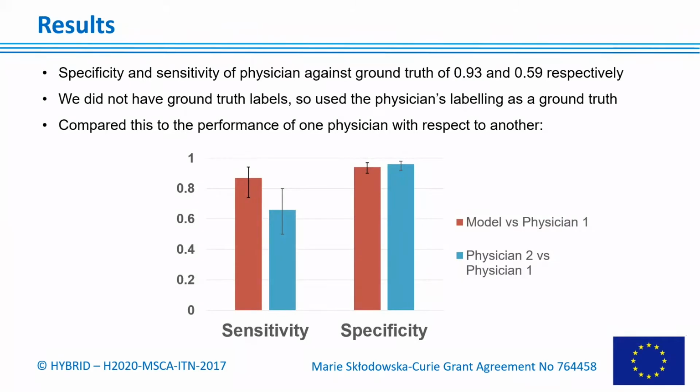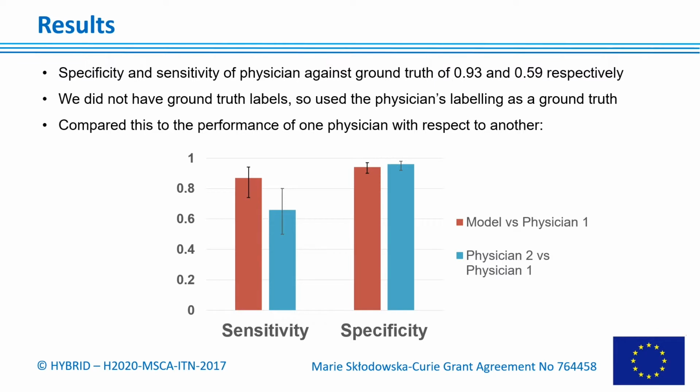On to the results. As mentioned, there is significant error in the physician's labeling versus a ground truth. We did not have a ground truth, but comparing our model's predictions to the physician's labels on a test set gave a sensitivity of 0.87 and a specificity of 0.94.